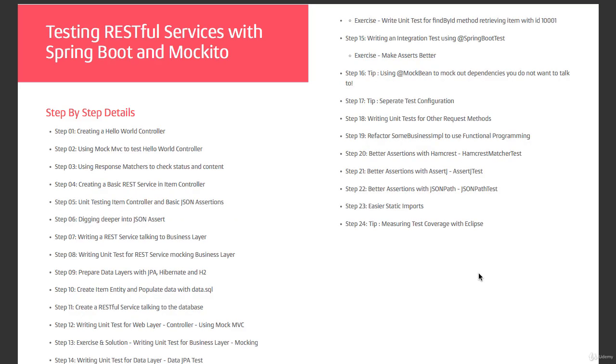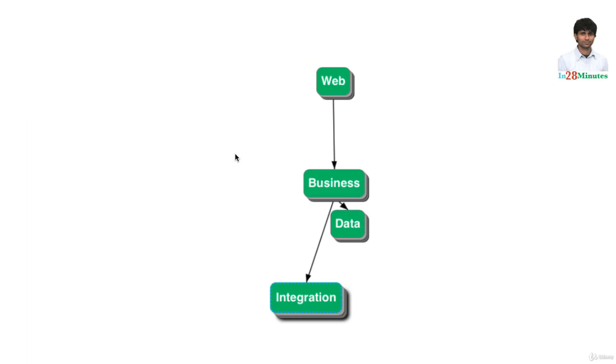In the second section, we would jump into the world of creating RESTful web services with Spring Boot and writing unit tests for them. Real world applications have multiple layers: web layer, business layer, and a data layer. We'll create a simple REST service talking to all the layers, and we will write individual unit tests for each of these layers. We'll also write an integration test for all the layers together.